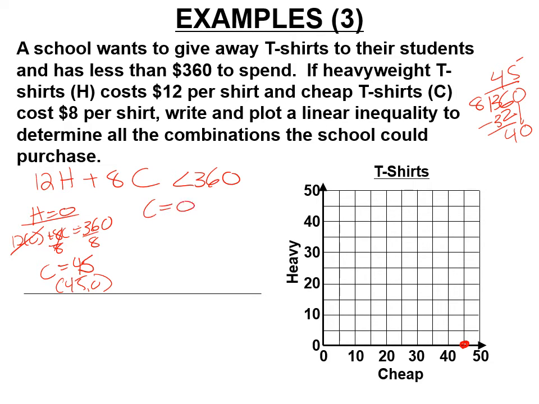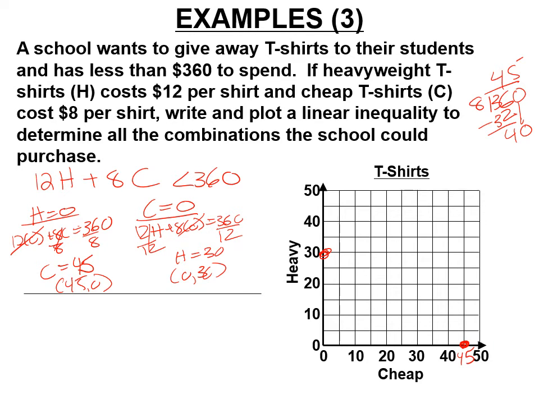The other one is where C equals 0. So we have 12H plus 8 times 0 equals 360. Divide both sides by 12. H equals 30. So 0, 30 is our other intercept. Right, so the heavyweight shirts are more expensive, so we can't buy as many. We can only buy 30 if we only buy heavyweight. If we only buy cheap, we can buy 15 extra ones, 45. But do we want 15 extra cheap ones?